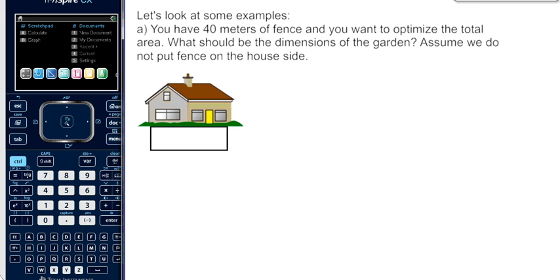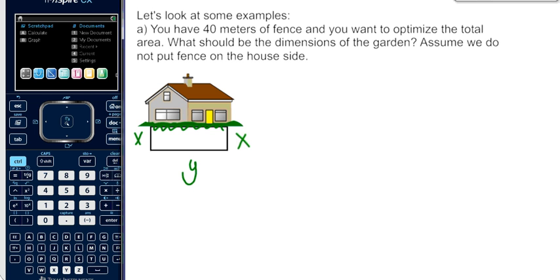So you've got 40 meters of fencing, and you want to optimize the total area that you can fence in with this 40 meters of fencing. And you don't put a fence on the house side. So here's a picture of our fencing. It's rectangular, so we can call the smaller sides of the fencing x. We could call the longer side y, and we're not going to have any fencing here.